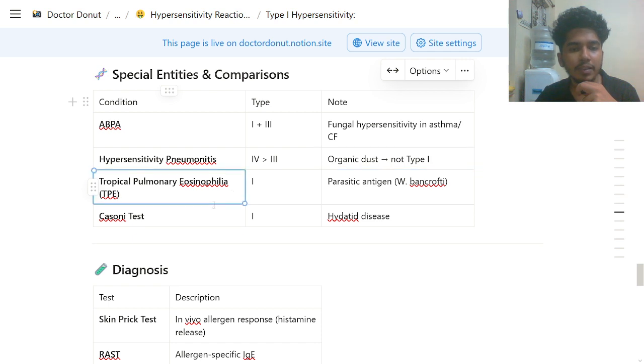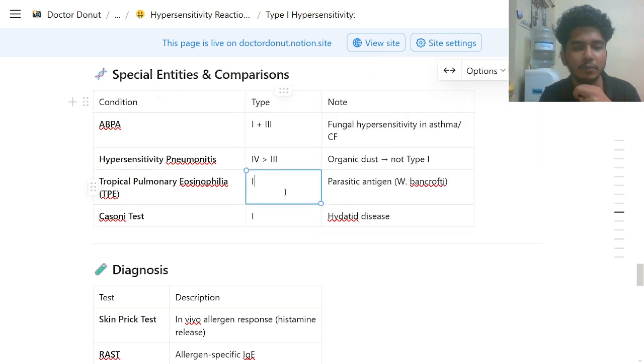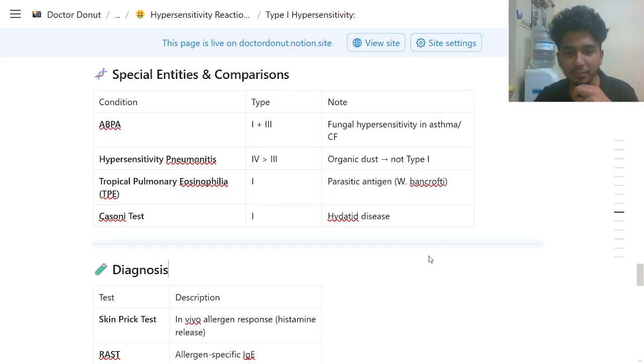Another one that we have is tropical pulmonary eosinophilia. You guys are going to leave this channel, I'm sure. So this can be found in Brugia malayi, I think that's an organism.